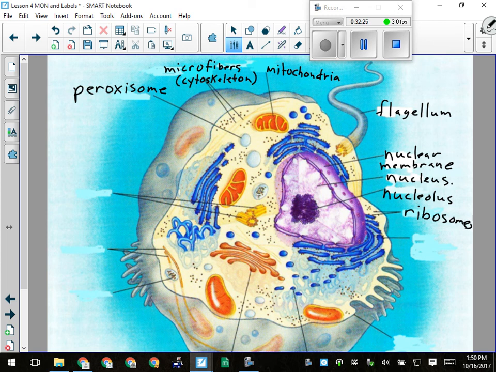And then right below that is the rough endoplasmic reticulum. We'll talk about that tomorrow. I won't even write it down. It'll take you too long to write it.